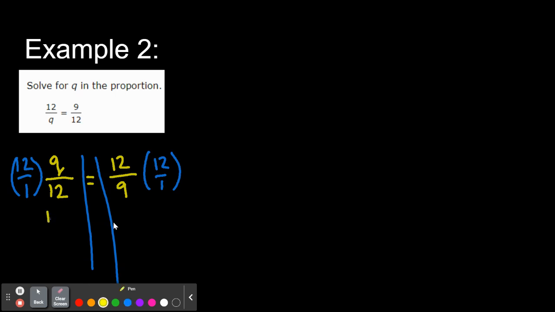You'll see 12 times q gives me 12q, and 1 times 12 gives me 12. There, that 12 over 12 is going to create that 1q. And on the right side here, we get 144 divided by 9. 12 times 12 is 144, 9 times 1 is 9. Again, you're welcome to use a calculator on this, but you'll find that 144 divided by 9 is 16. So q is equal to 16.